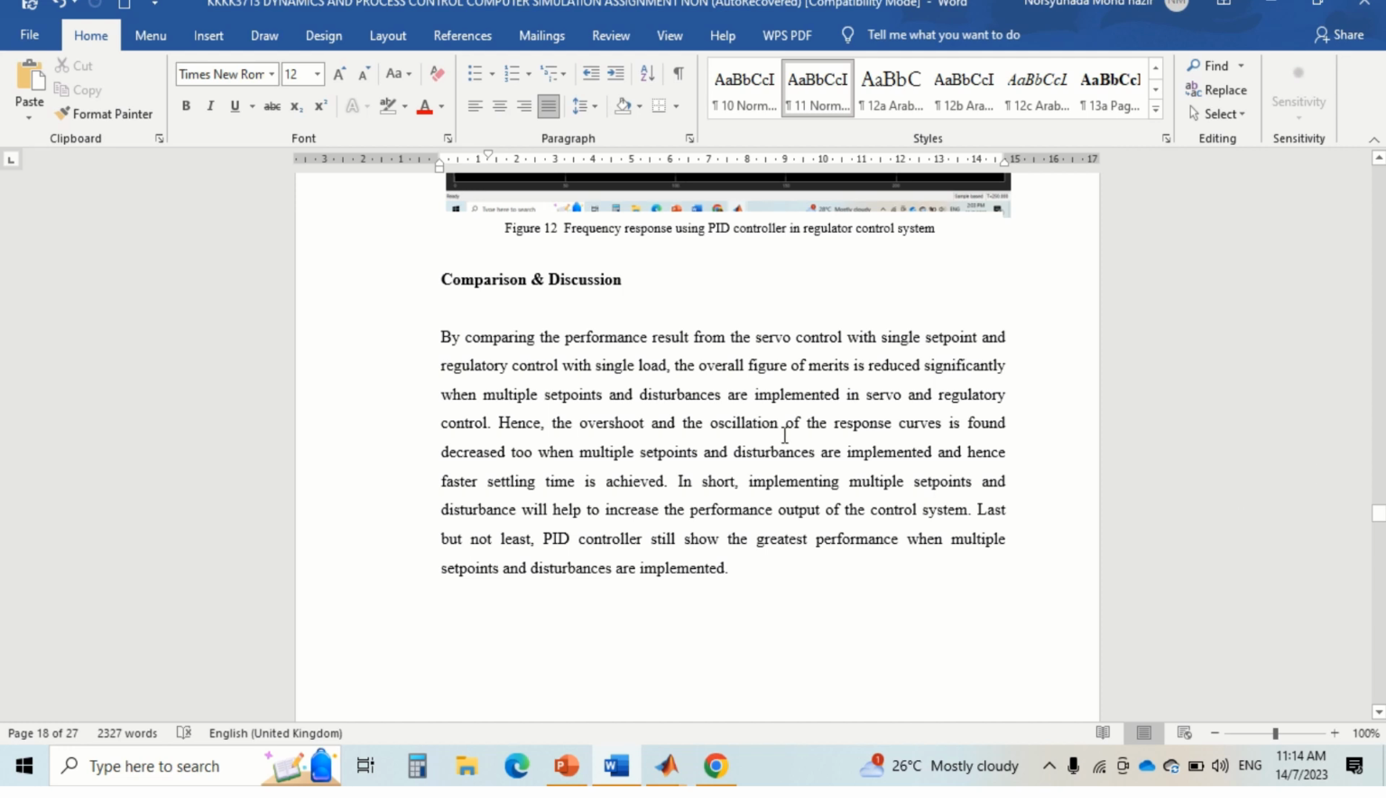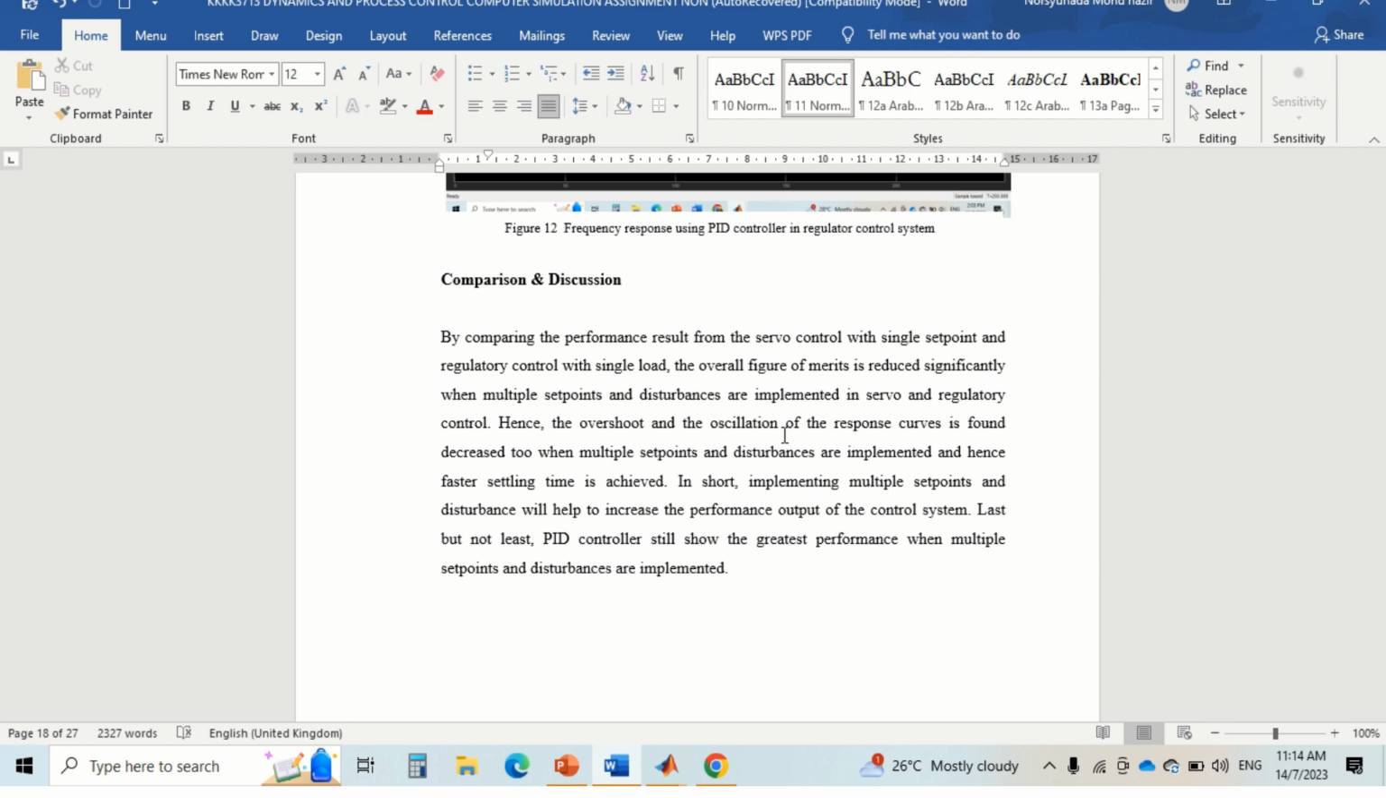So for comparison and discussion, by comparing the performance result from the servo control with single set point and regulatory control with single load, the overall figure of merits is reduced significantly when multiple set points and disturbance are implemented in servo and regulatory control.